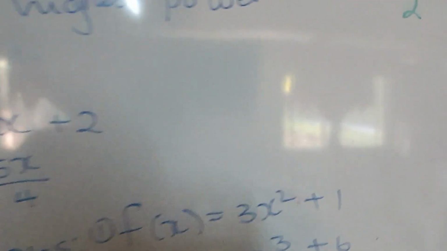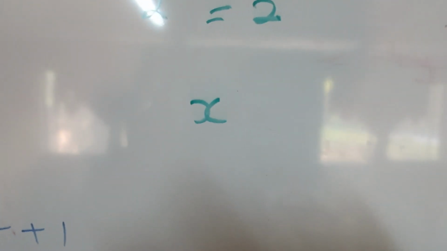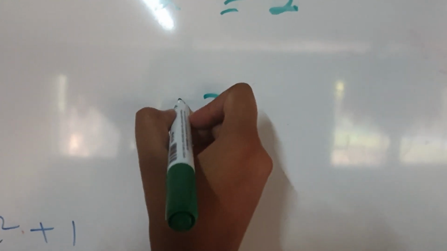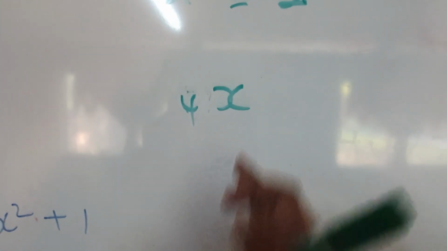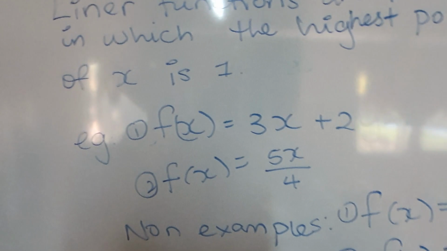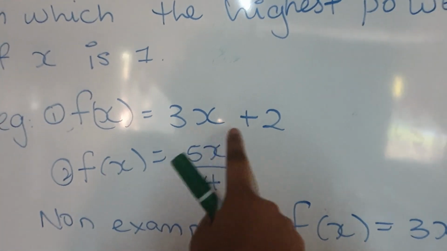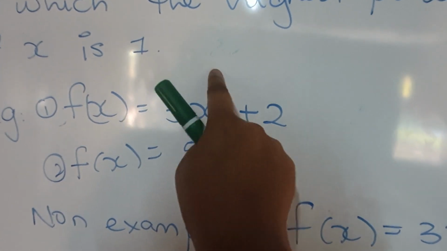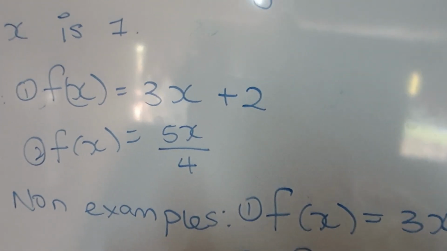So if we have the power of x being 1, we're just going to see an x, and it may have a 3 or it may have a 4 with it, right? But once the power is 1, you're not going to see anything written on top of there. Okay, so we have two examples. Example 1 is 3x plus 2. Notice we don't have a power written on top here, so it's understood that it's 1. So that's a linear function.